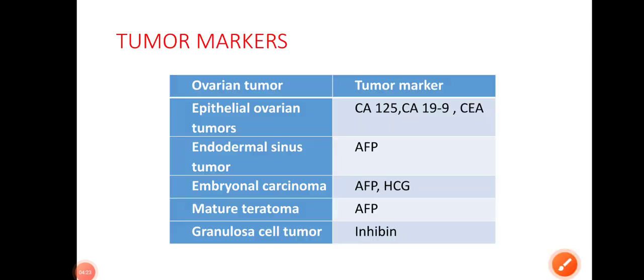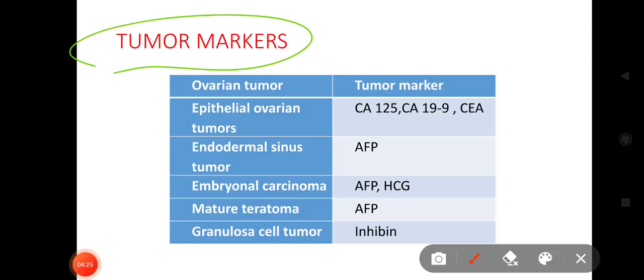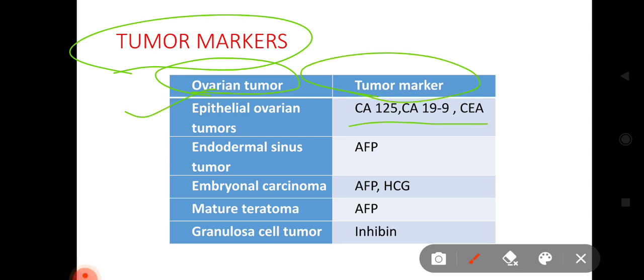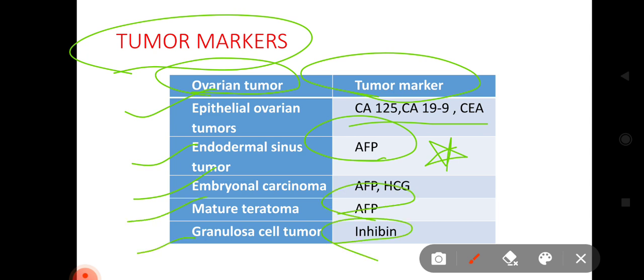Spiegelberg criteria. Now a table with tumor markers, a few important ones: ovarian tumors and their markers. Epithelial ovarian tumor, CA125, CA19-9, and CEA. Endodermal sinus tumor, remember AFP. Embryonal carcinoma, AFP and HCG. Mature teratoma, it's AFP again, and granulosa cell tumor is inhibin. So very important table, and you can find at least one MCQ from this table in any of the competitive exams.